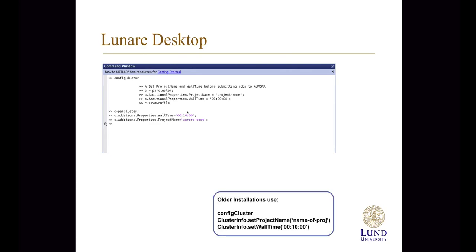And for all the installations, you use config cluster as before, but you say cluster info.set project name, .set wall time. So the command changed from 2016A to 2016B, I think it was, or maybe between 16 and 17, but that's the old way anyway. The new way, it's much nicer because you have the object, your parcluster object, and everything is contained there, all the methods and the functions.